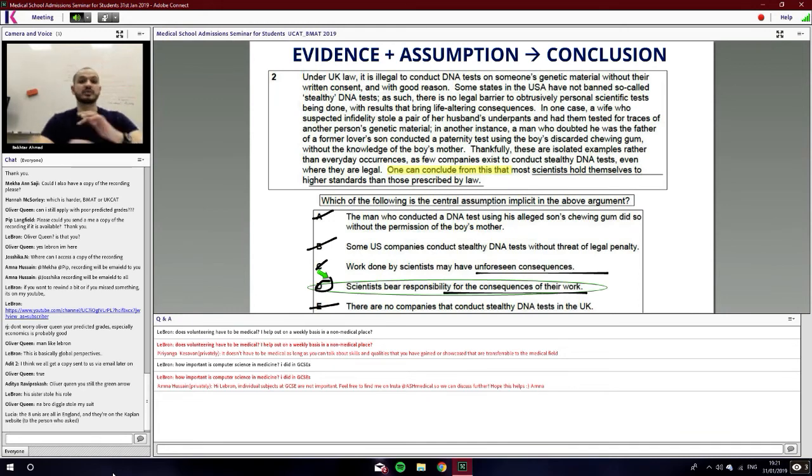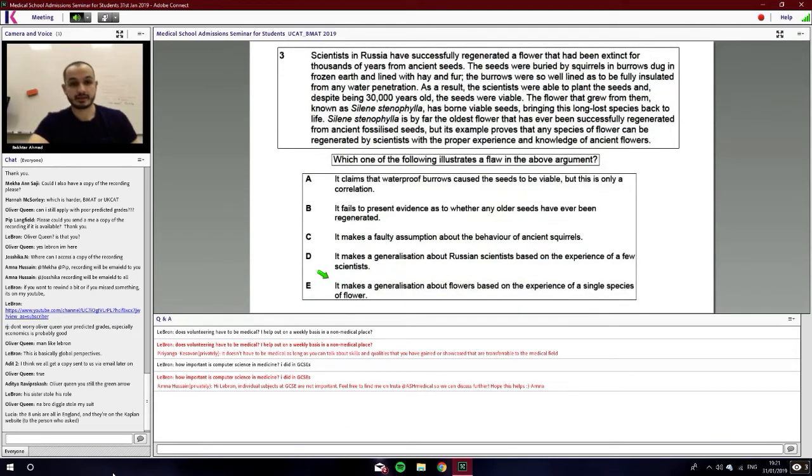So that is what you want to do with the assumption question. It's very important to find the conclusion first, find the evidence, and then go from there. Right, let's go on to the next question. Which of the following illustrates a flaw in the argument? Now, with these questions, again, you want to try and find the assumption, because that assumption would then be flawed. So find the conclusion, find the evidence, think of the assumption, and go from there. I'm going to give you guys about a minute for this one.